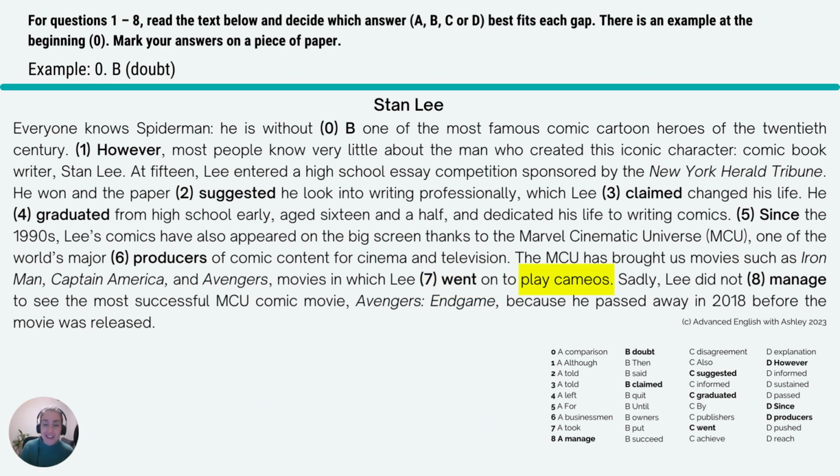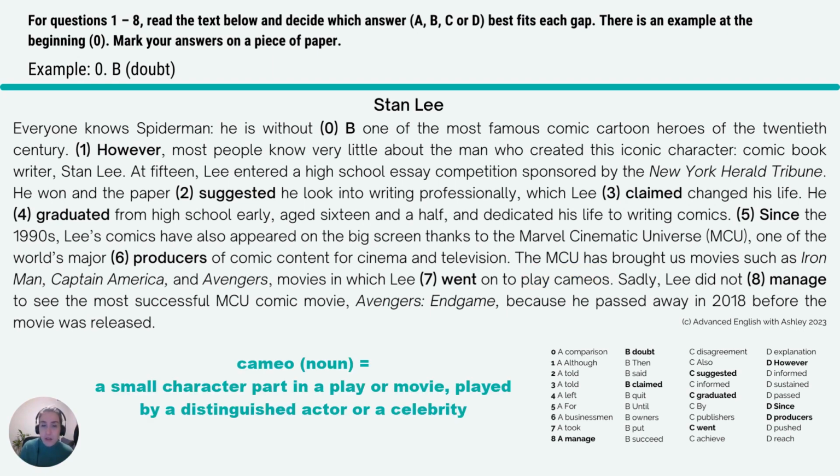Maybe this is a new word. A cameo is a small role where a famous person, a famous celebrity or artist or actor, plays a small role in the movie and the audience recognizes them. It's not a big role, it's not an important role, but because they are so famous or so popular, the audience is happy to see them. And because Lee was synonymous with these comic heroes that he created, whenever he appeared on screen in these cameos, the audience was very, very happy.